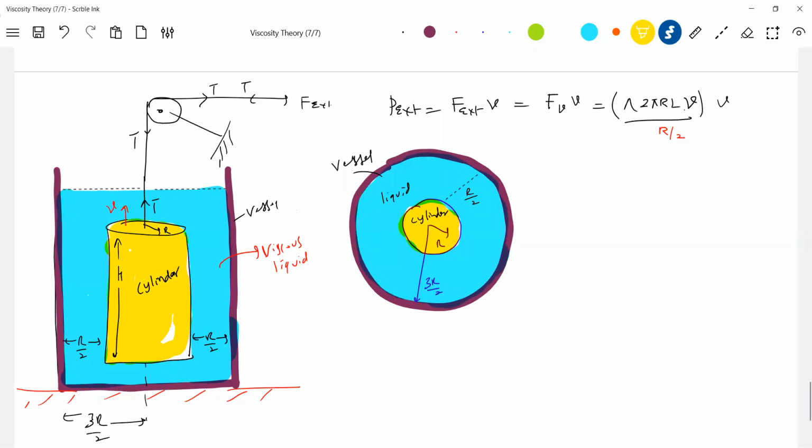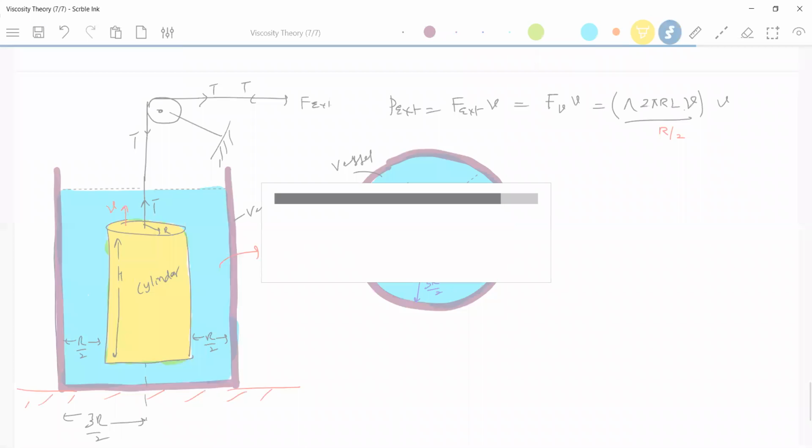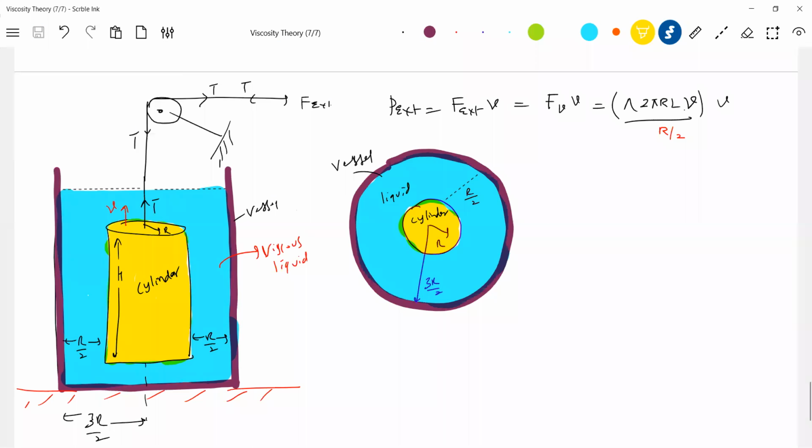So what you have to give priority here afterwards is the area of contact of the solid with the viscous liquid, and that perpendicular distance has to be noted down. Fine. Like this, what's happening here? The different shaped bodies, when you drag them through a viscous liquid, the area of contact matters a lot.